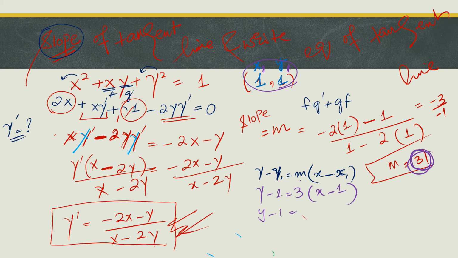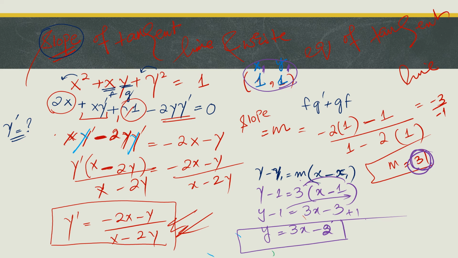Now open the bracket by using the distributive property, that is 3x minus 3. Bring the 1 on the other side, so it gives you plus 1 on the other side. Now finalize the answer, that is 3x minus 3 plus 1 gives you minus 2. And this is the final answer, that means the equation of the tangent line.